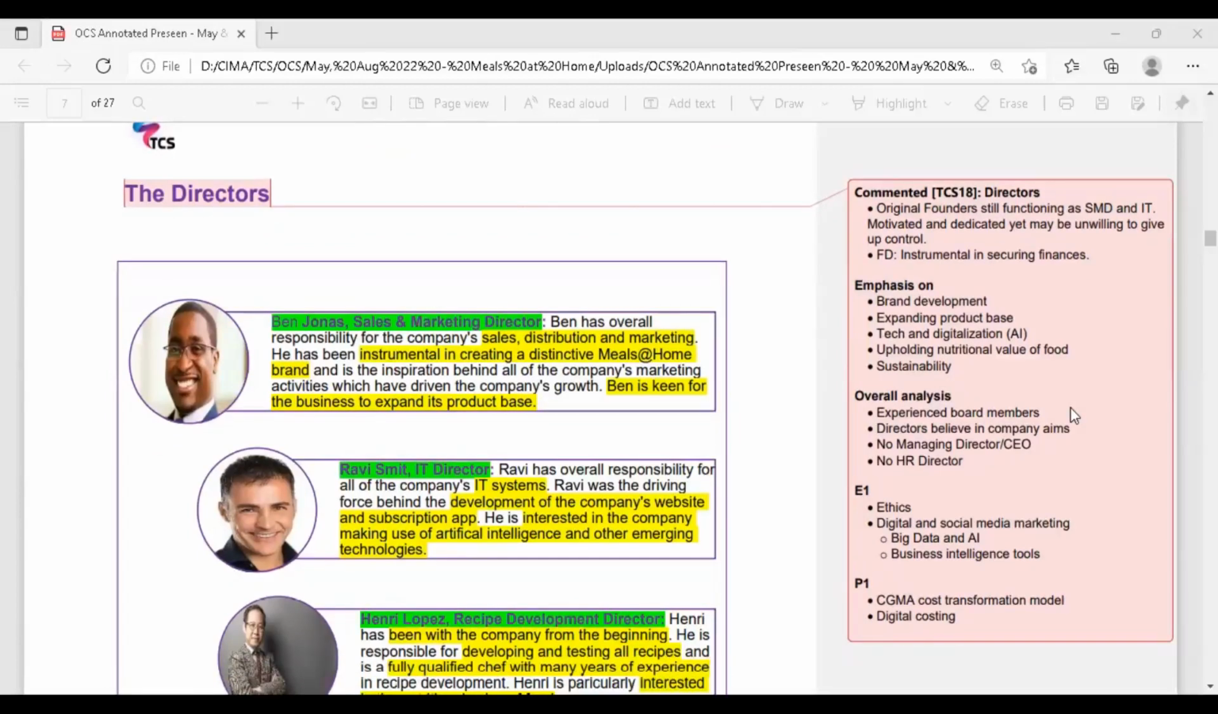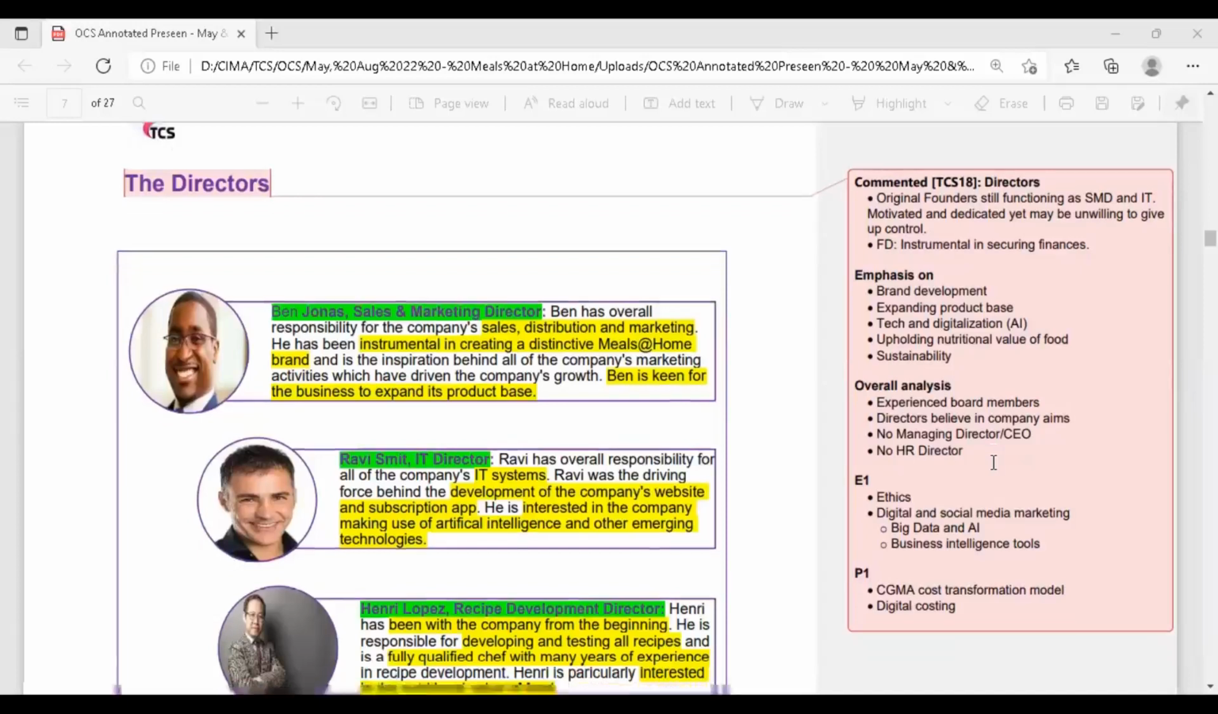They come from certain educational backgrounds, and on top of that they have industry experience. Directors believe in company aims. Yes, everybody believes in the same type of aims, and no managing director or CEO is visible within the company. Why? Again, because this is a small company and we don't find an HR director.